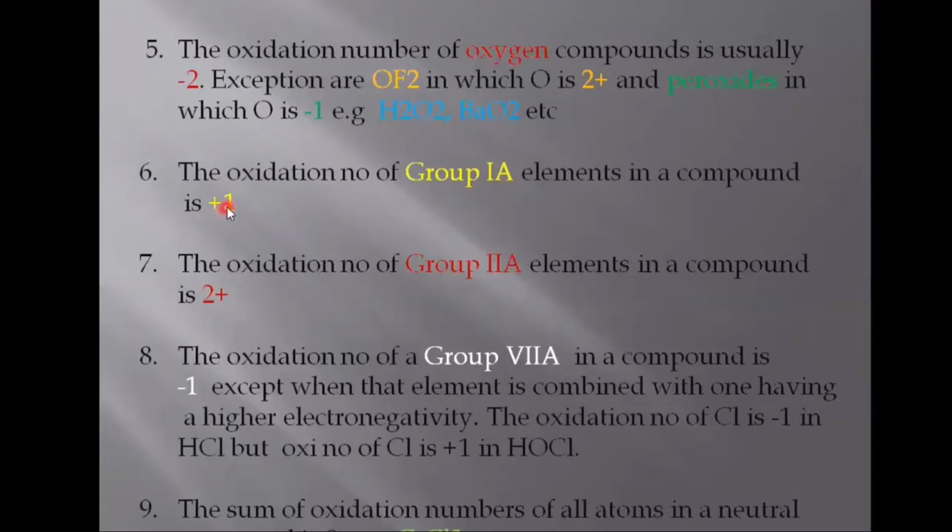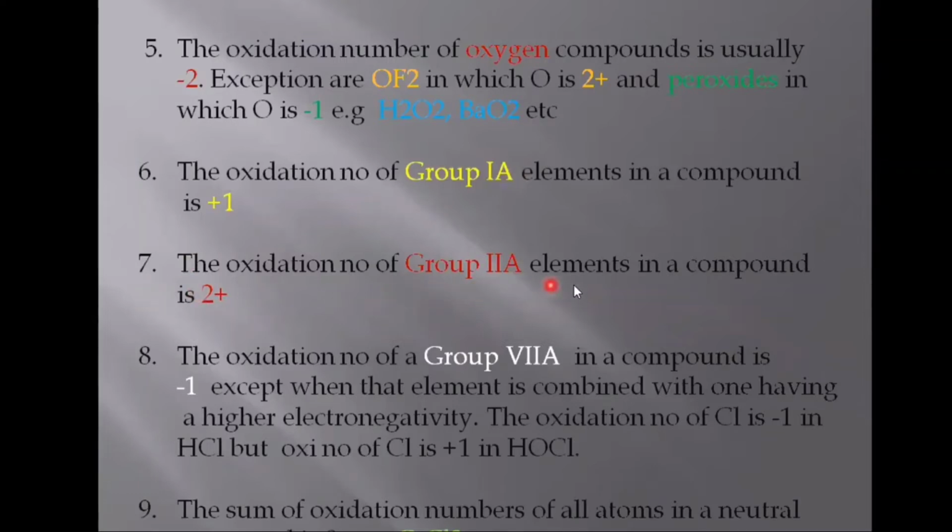The sixth rule is the oxidation number of group 1A elements in a compound is +1. You know that the first group are alkali metals, and they include lithium, sodium, potassium, rubidium, and cesium, and the oxidation number is always +1. The seventh rule is that the oxidation number of group 2A elements in a compound is +2. Group 2A elements, you know, are alkaline earth metals, and they include beryllium, magnesium, calcium, strontium, and barium. They always have oxidation number of +2.